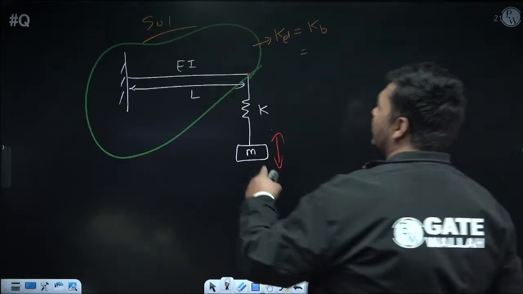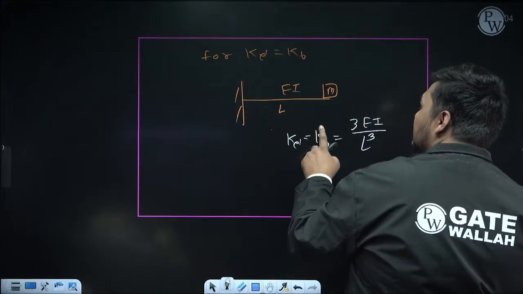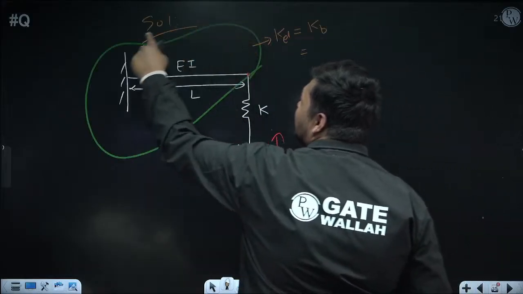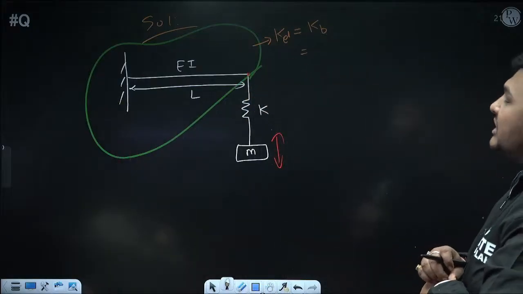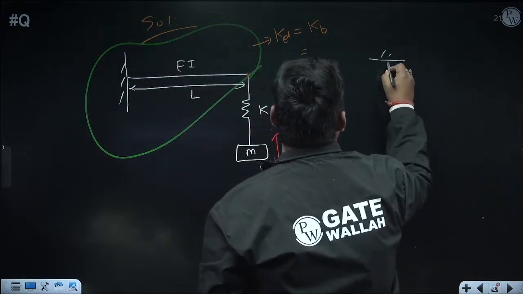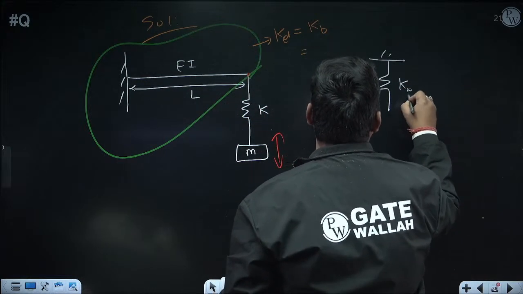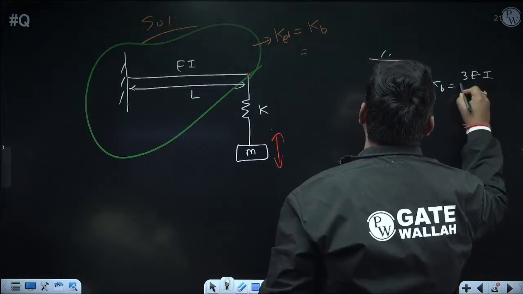How can you draw the equivalent diagram? This is not the equivalent stiffness of the entire structure. It is the equivalent stiffness of only this portion, which is the bending stiffness of this beam. After that, draw the equivalent diagram, which means we will replace this portion by a single spring whose stiffness is either Ke dash or Kb. Now we have calculated the expression of Kb. It is 3I upon L cube.